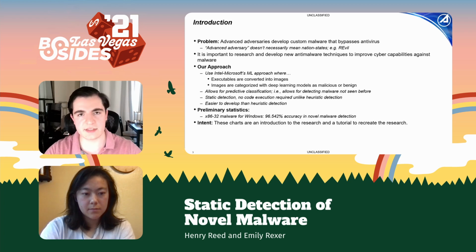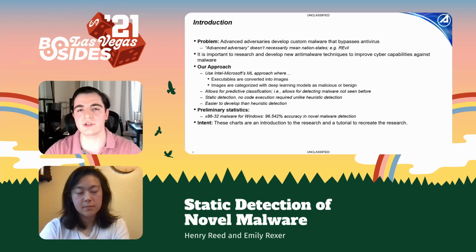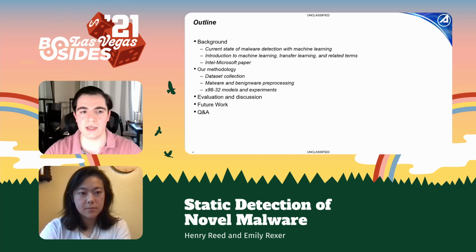For some preliminary statistics to get you interested, for x86-32 malware on Windows, I have 96.542% accuracy in detecting malware that has not been seen before. The intent of these charts is to act as an introduction to the research, as well as a tutorial to recreate the research should you decide to do so. We'll begin with our background, then we'll move on to our methodology, including dataset collection, dataset pre-processing, our models and experiments. Then we'll look at the evaluation discussion and finish up with future work and the Q&A.